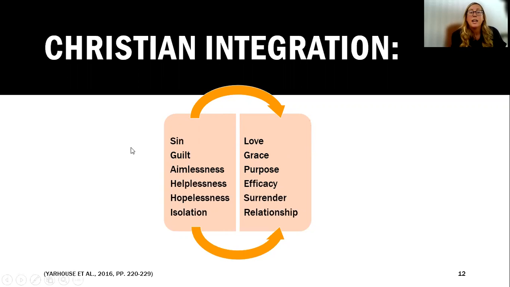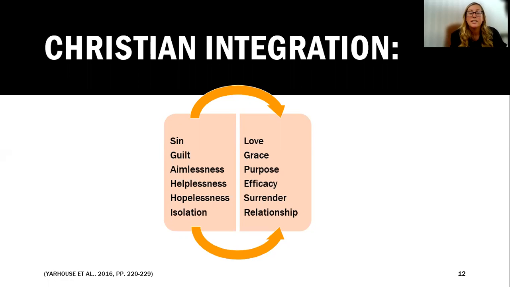If a client, we know that they might be feeling some aimlessness or a lack of meaning, so we can help them to discover their purpose, again, in their identity in themselves and God. Really helping shift from helplessness to a sense of self-efficacy, from hopelessness to a sense of surrender, helping clients to see that though they may feel discouraged in the moment, God is always in control. And together in our collaborative relationship with God, we can really work together to take action, but also trust God in the process.